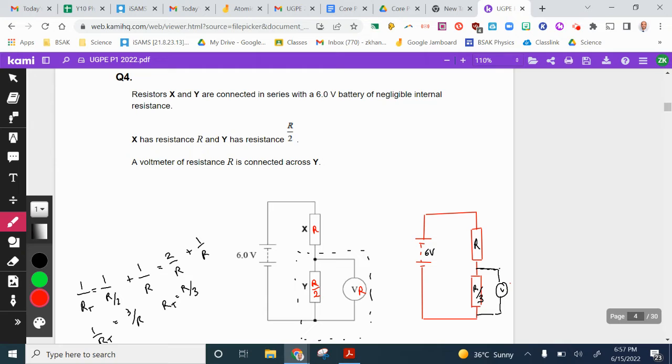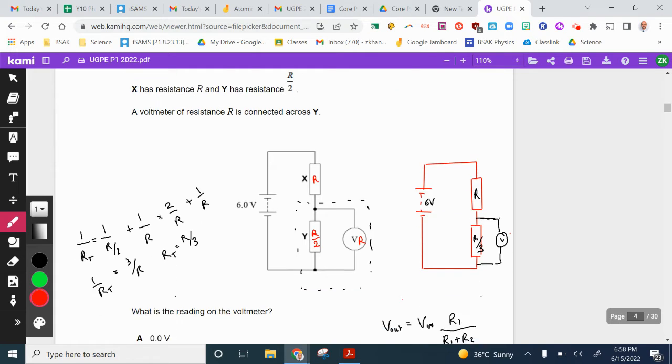Now, we normally assume voltmeters have infinite resistance, but this question has said it has resistance. So think of it as another component in the circuit. This then becomes like a parallel arrangement of resistors, because the voltmeter has a finite resistance. So what we are looking for is the voltmeter reading. What is the voltmeter reading?